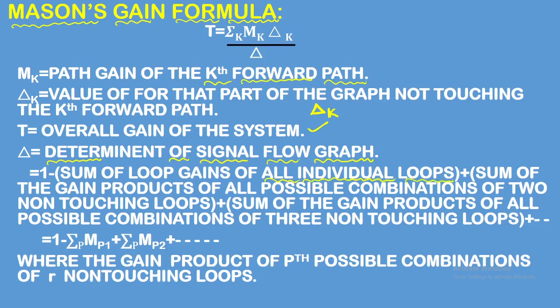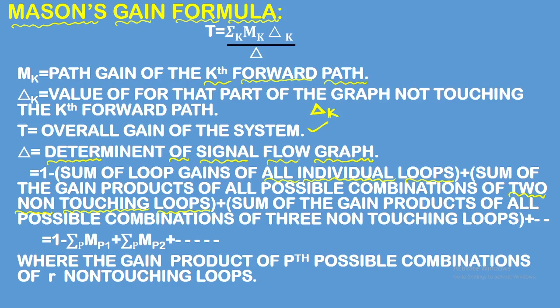After that you have to take the sum of the gain products of all possible combinations of two non-touching loops. Here the students will get confused. What is the meaning of two non-touching loops? At a time you consider two loops and you check whether they have any common node. If the two loops do not have any common node, that is called two non-touching loops.